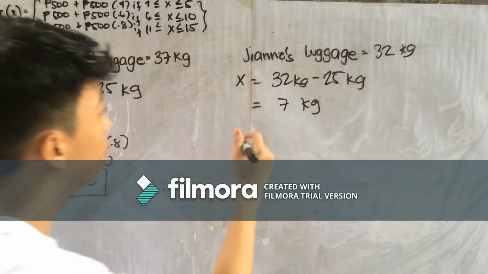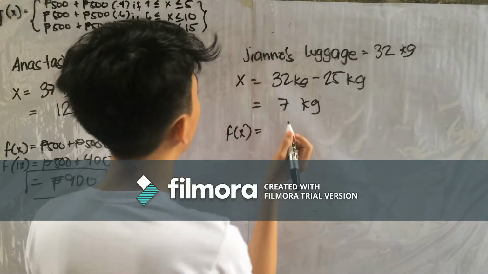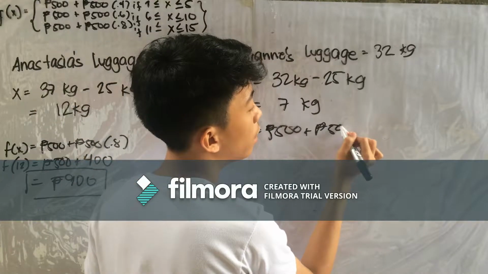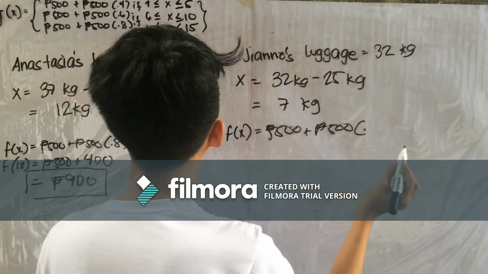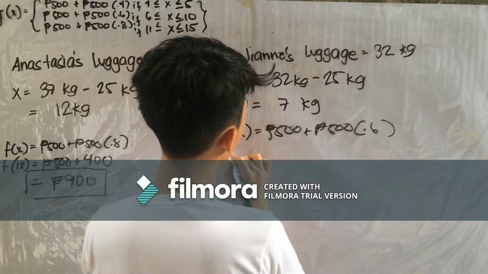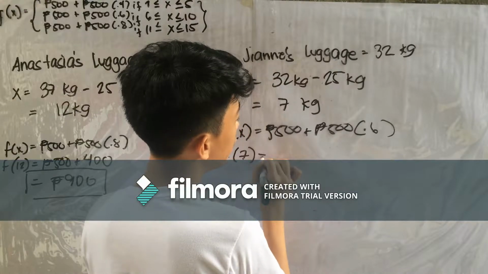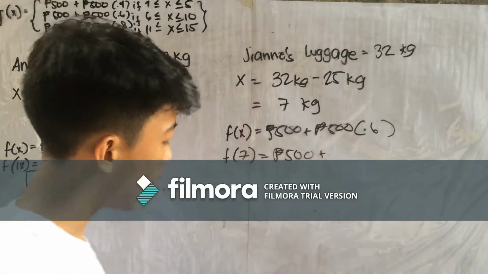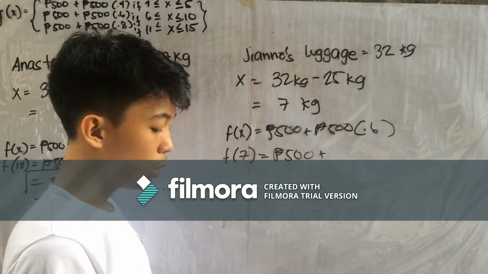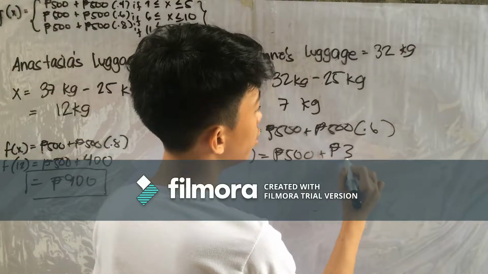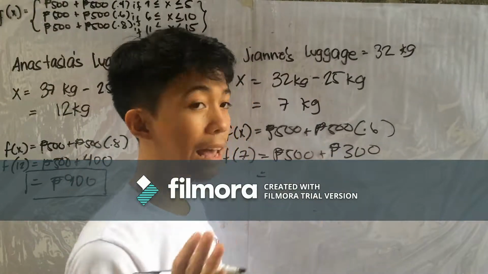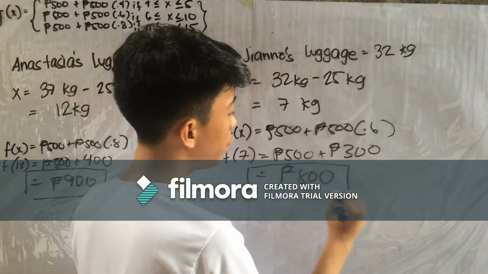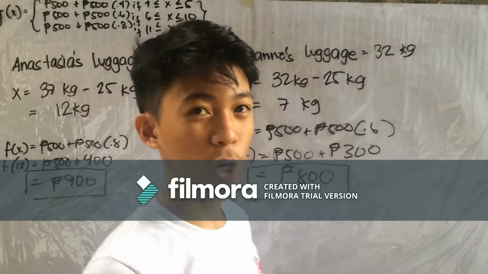equation is yung pangalawa. So, f of x is equals to 500 plus 500 times 0.6. So, f of 7 equals to 500 plus 500 times 0.6 is equals to 300. So again, pa-plus lang natin siya ulit. And we will have 800. Yan ang ating first problem para sa piecewise function.